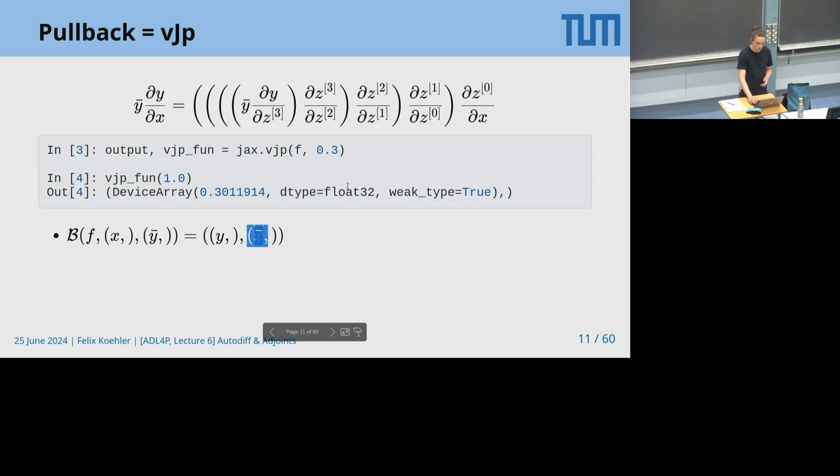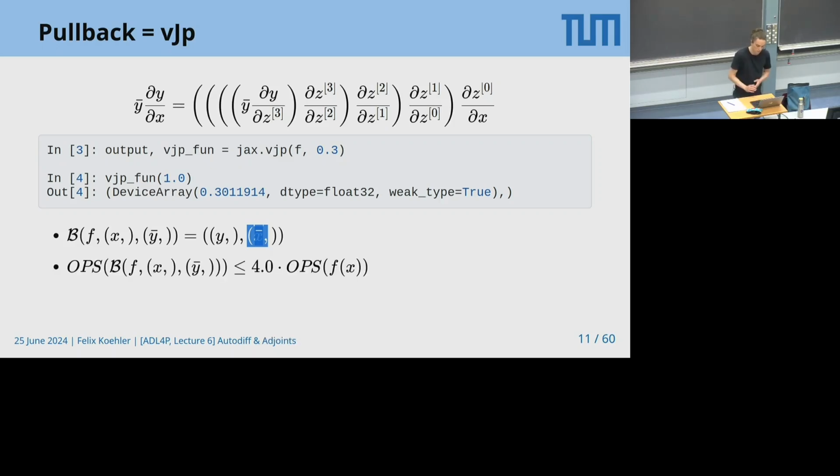And the fundamental result we know from Autodiff, or from mathematics, is that the operations for a pullback are bounded by 4 times the operations for the primal. So it's like propagating both the tangent primal forward and the cotangent backwards costs at max as much as 4 times just propagating the primal. Okay, why did I do that?